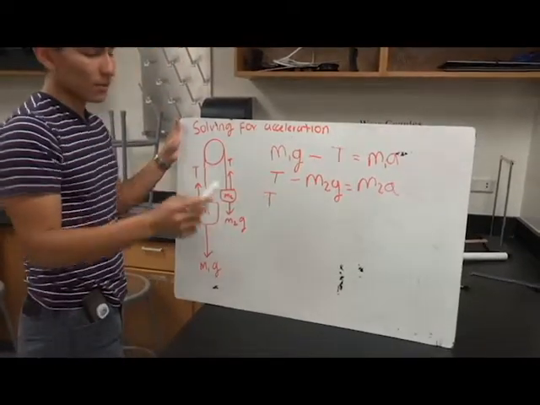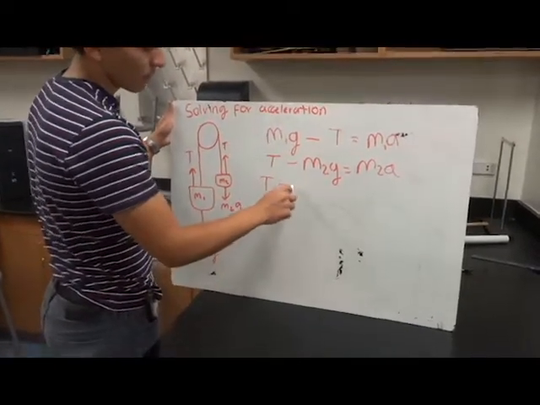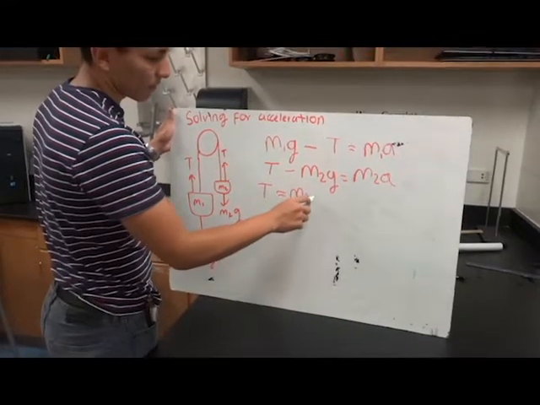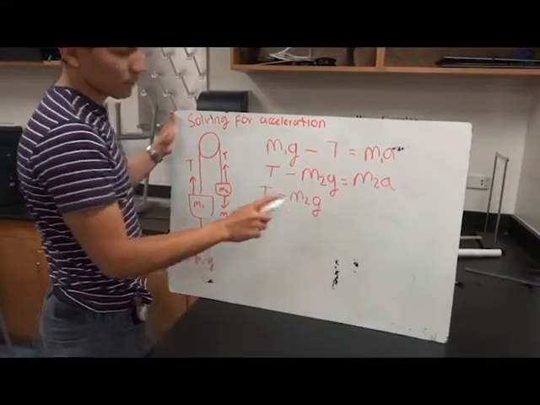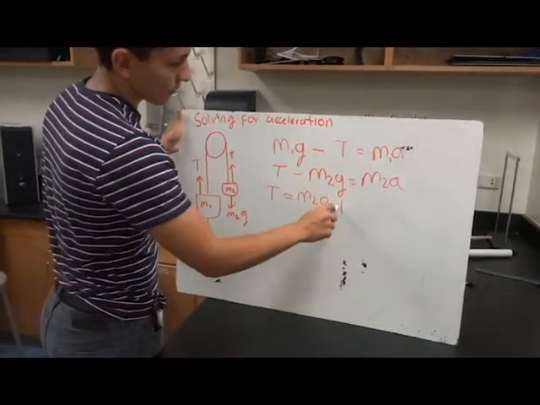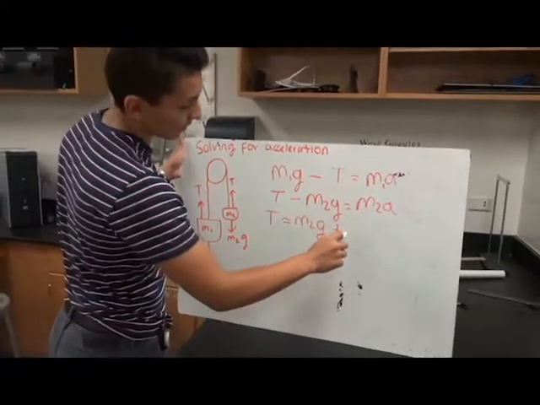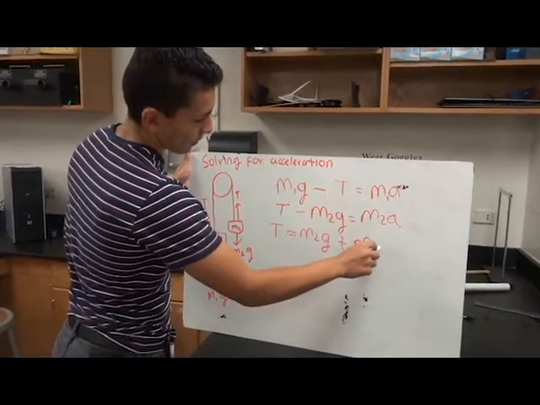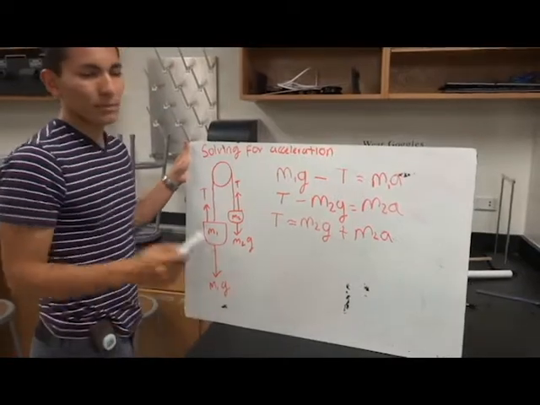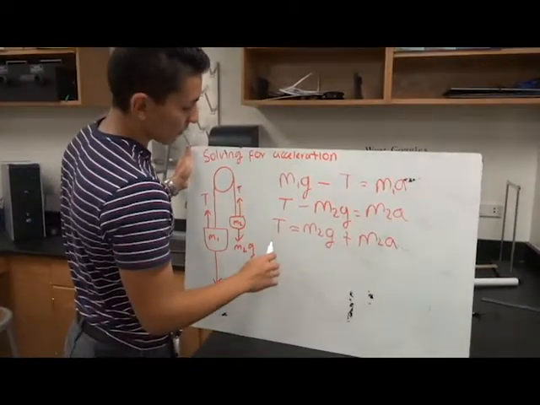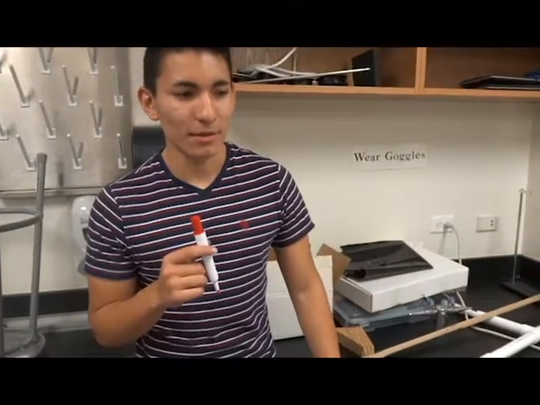Tension will equal the mass of the second block times g plus the mass of the second block times a, which is acceleration. Okay, now that I have tension, what am I supposed to do now?